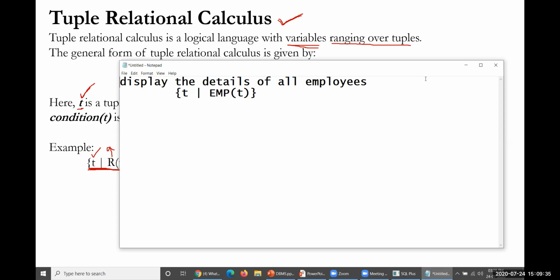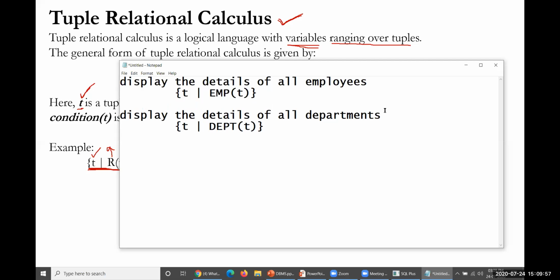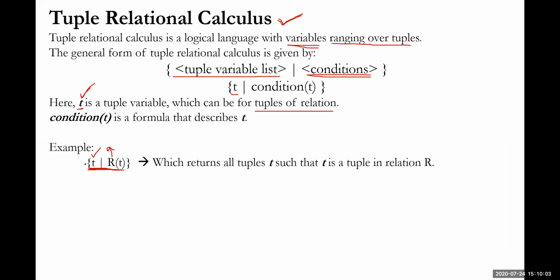Similarly, if you want to specify some other table, for example, display the details of all departments, then you write T such that DEPT of T. Something like this you have to specify if you want to display the entire data of that particular table. Whereas if you apply some kind of condition, this could be called the selection.